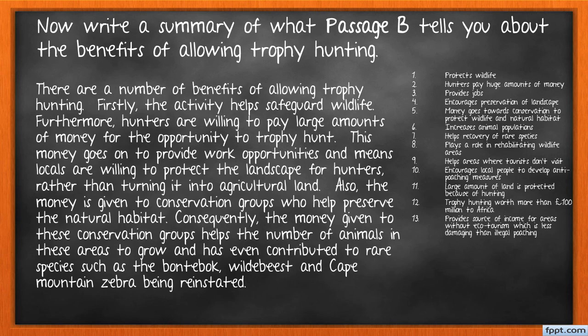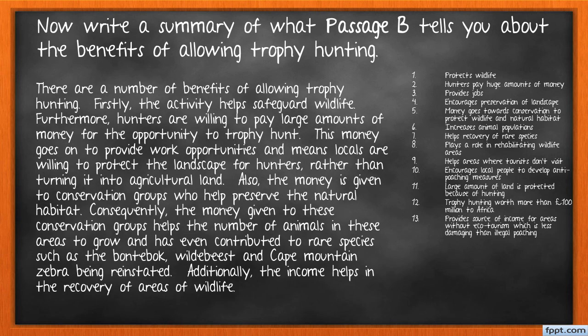And I put a few examples from the text rather than my quite brief bullet point, just to make it really, really clear. Points. And then I'm moving on with another connective. Additionally, the income helps in the recovery of areas of wildlife. So that's point 8 on my list of bullet points. It plays a role in rehabilitating wildlife areas. And again, I've used recovery rather than rehabilitates.